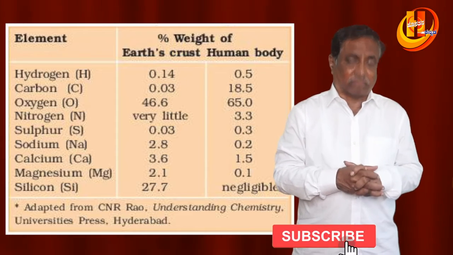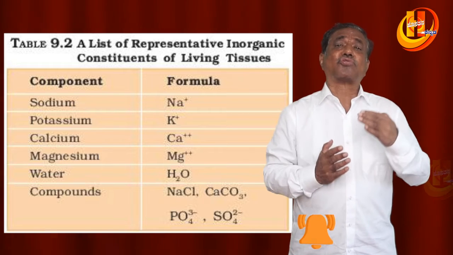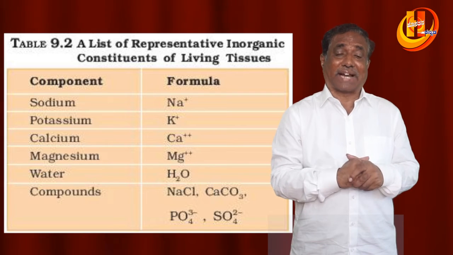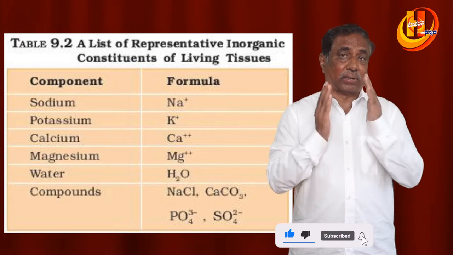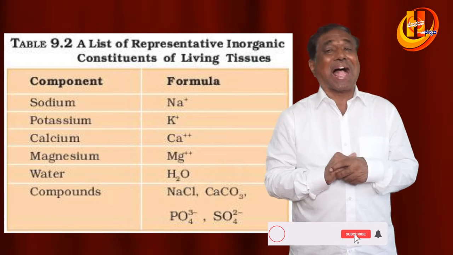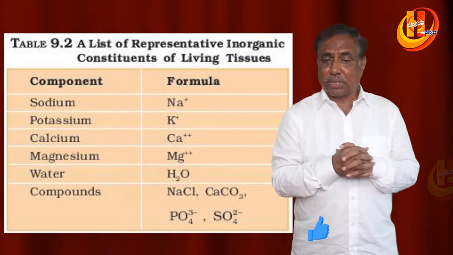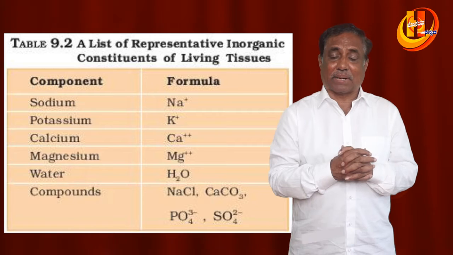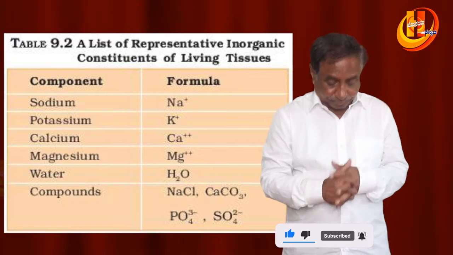Say for example, if the tissues are heated, they lose water. Hence such tissues have dry weight. Further, when they are heated, they lose carbon dioxide and water. Now they are called ash. This ash consists of inorganic substances like sodium, potassium, calcium, magnesium, and compounds such as NaCl, calcium phosphate, phosphates, sulfates, etc. So that is about the ash.